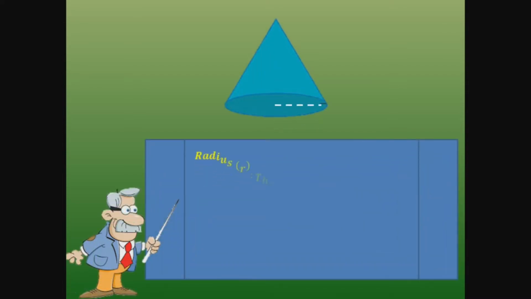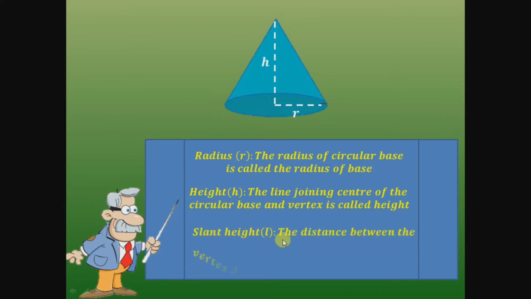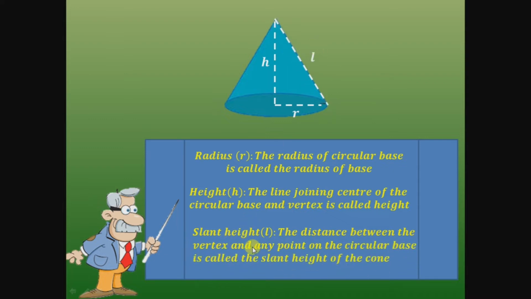So first, let me define a radius. The radius of a circular base is called the radius of the base. Number two is the height. The line joining the center of the circular base and the vertex is called the height. And number three is the slant height, the distance between the vertex and any point on the circular base. It may be here, it may be here.